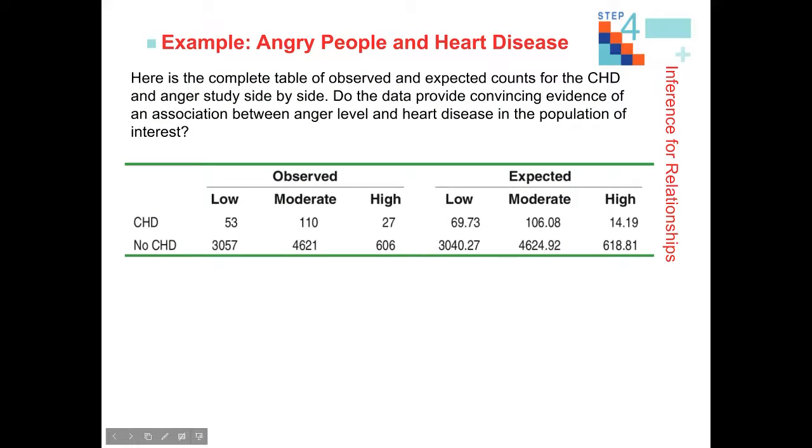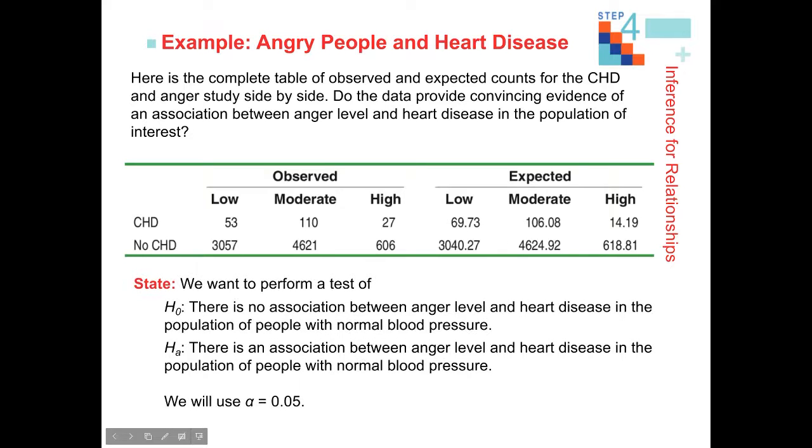There's our expected counts. We'll get them in the calculator in just a second. But again, here's our null and alternative. Our null is that there's no association between, and then you say your 2 variables. And then your alternative is that there is an association between these 2 variables. So in this case, there's no association between anger level and heart disease in this group. And the alternative is that there is an association between anger level and heart disease. 0.05 alpha level.